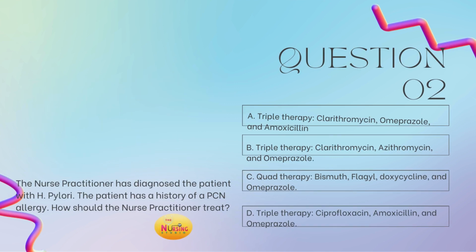All right, question number two for today. The nurse practitioner has diagnosed the patient with H. pylori. The patient has a history of penicillin allergy. How should the nurse practitioner treat? Is it A, with triple therapy, the clarithromycin, omeprazole, and amoxicillin? Is it B, triple therapy with clarithromycin, azithromycin, and omeprazole? Is it C, the quad therapy with the bismuth, flagyl, doxycycline, and omeprazole? Or D, do the triple therapy with ciprofloxacin, amoxicillin, and omeprazole?